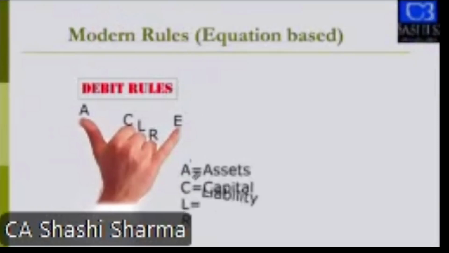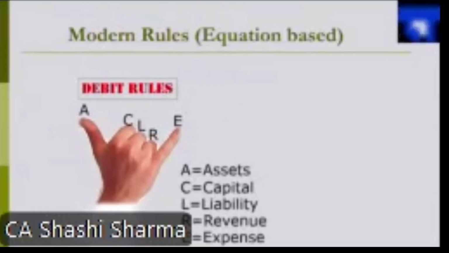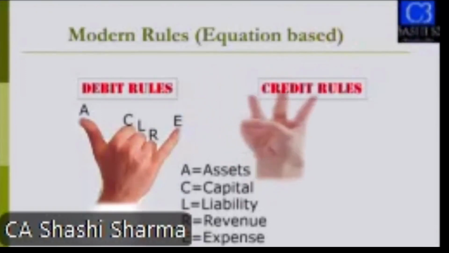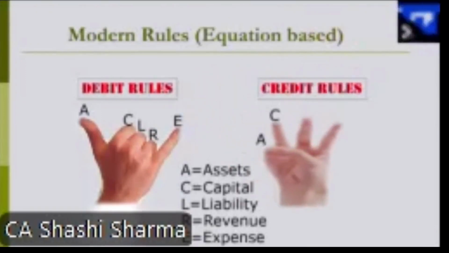The modern rules here are given in graphical format. We can easily memorize or understand the rules if we look at our hand. Denote your thumb by A. A means assets. Then the middle three fingers will be called capital, liability, revenue gains.